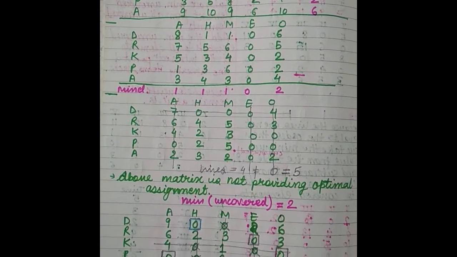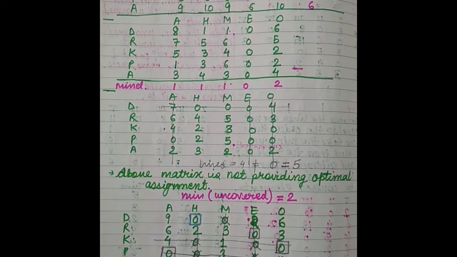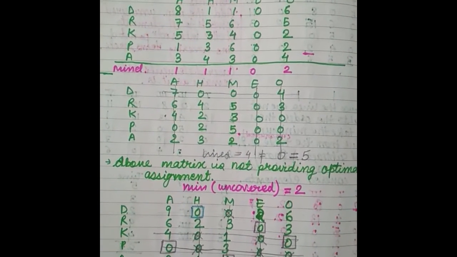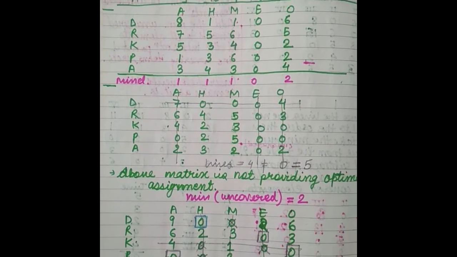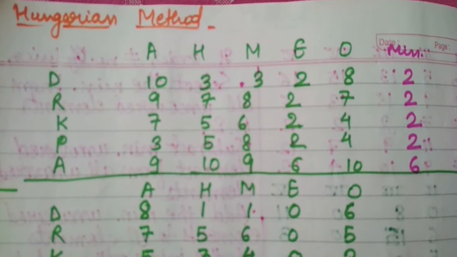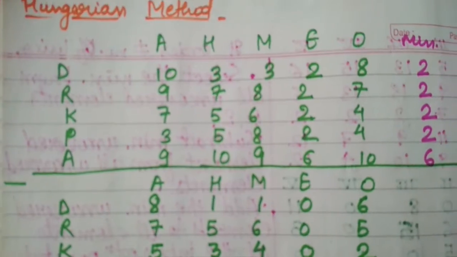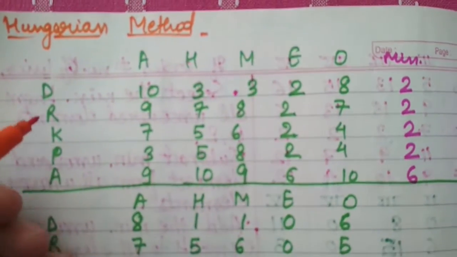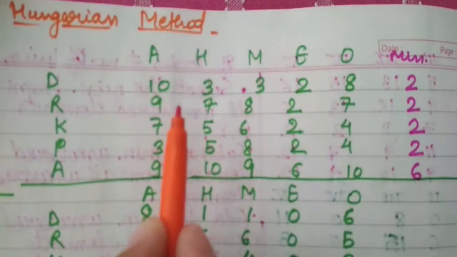So today we are here with another question. The question we had studied earlier was one in which the number of lines is exactly equal to the order of matrix. But we have another question now. In this question, I am going to use single letters to denote all the columns and the row values. I have named them like this: AHMEO and DRKPA. Now this is the table we have.